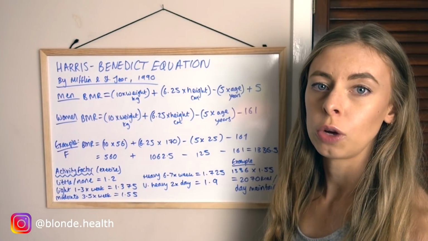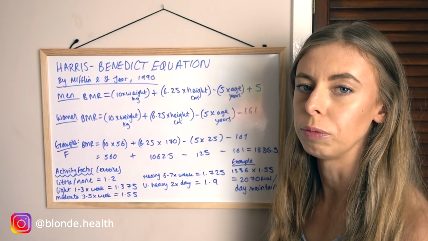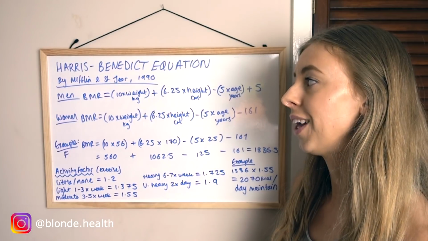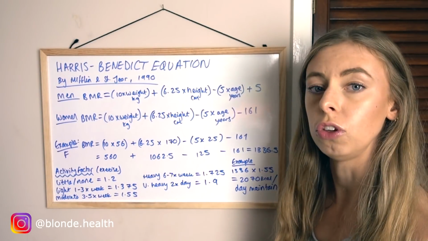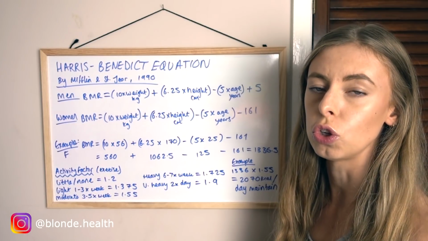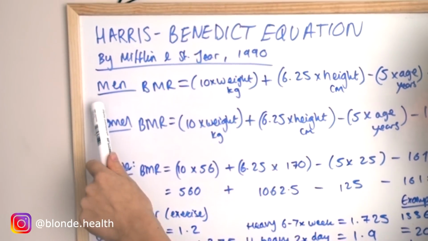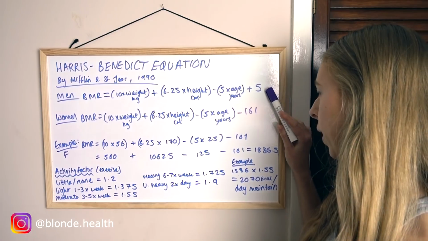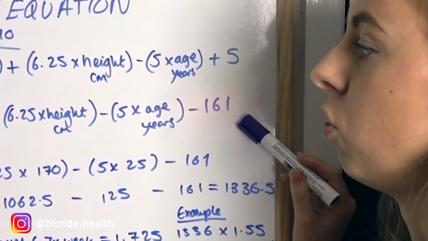So the equation I would use in this situation is called the Harris-Benedict equation, and it was written by Mifflin and St-Jeor, and this was updated in 1990. As I said, this is accurate to around 50 calories plus or minus, and it's going to use your height, weight and age to determine your caloric figure. There are two equations, one for men and one for women. The difference between the equations is this number here. For men you add +5 at the end, and for women you minus 161.